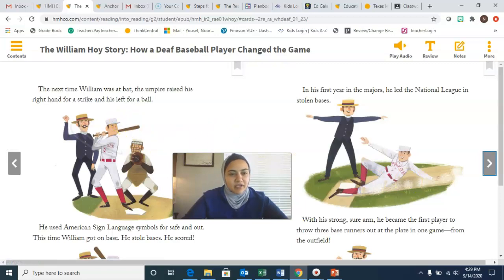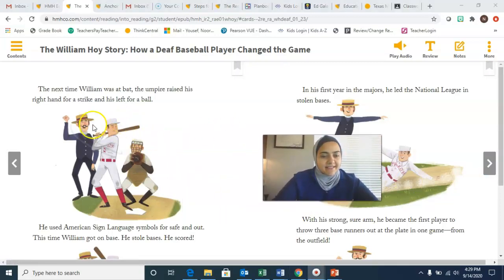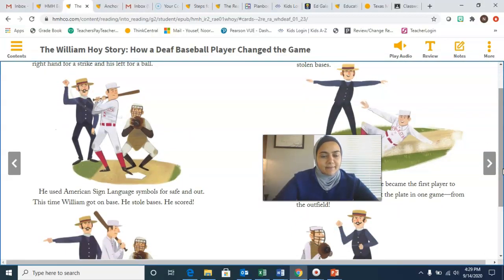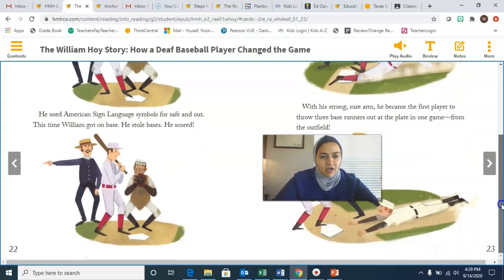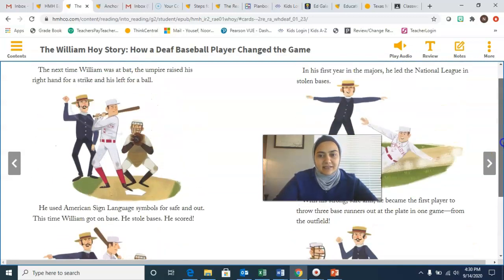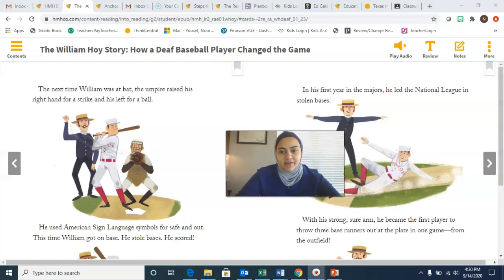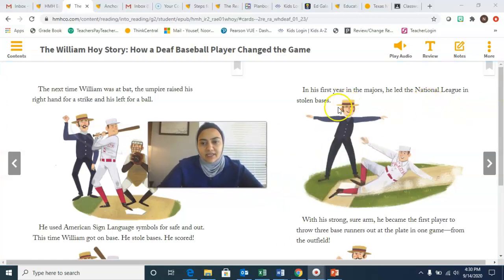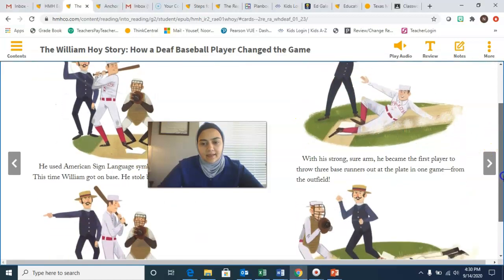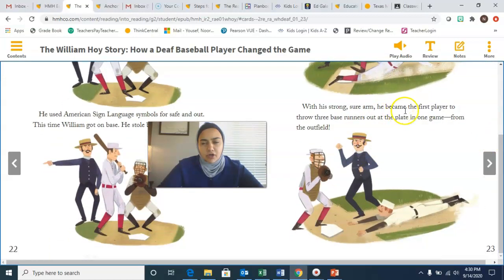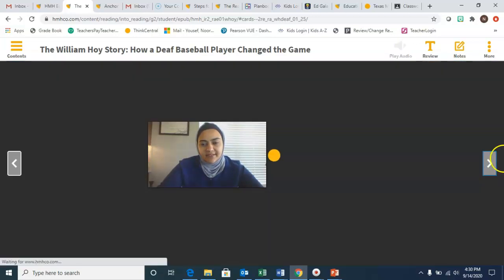The next time William was at bat, the umpire raised his right hand for a strike and his left for a ball. He used American Sign Language symbols for safe and out. This time, William got on base. He stole bases. He scored. In his first year in the majors, he led the National League in stolen bases. With his strong, sure arm, he became the first player to throw 3 base runners out at the plate in one game from the outfield. That's impressive.